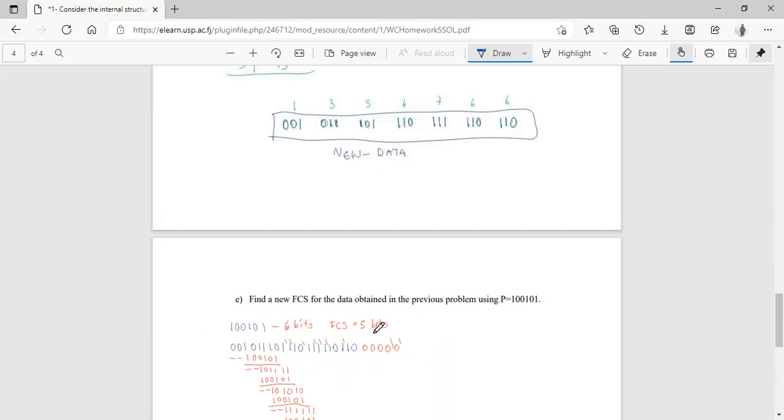The next step is to pad the data stream with that number of zeros. If it's 5 bits long, we add 5 zeros to the data stream. If our FCS was 6 bits long, we would have padded the data stream with 6 zeros. So in this particular case, our FCS is 5 bits long, so we pad this data stream with 5 zeros. So this number of zeros will depend on the FCS size.